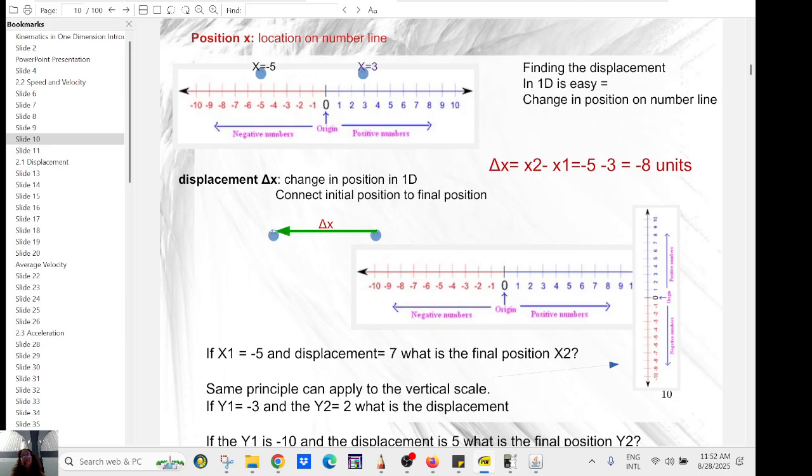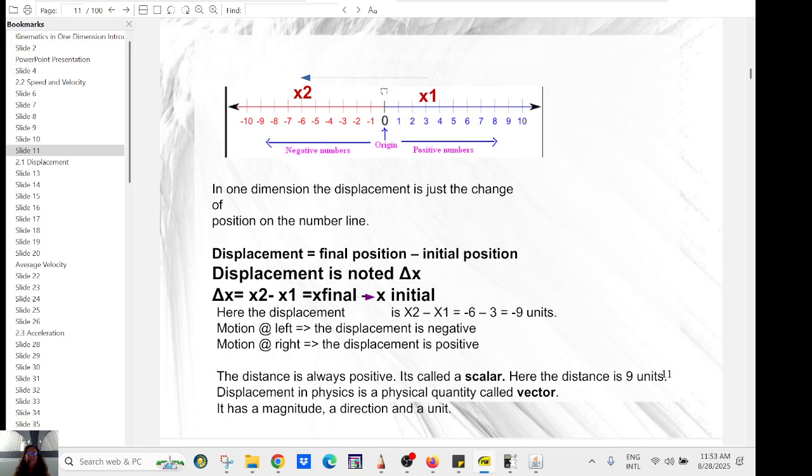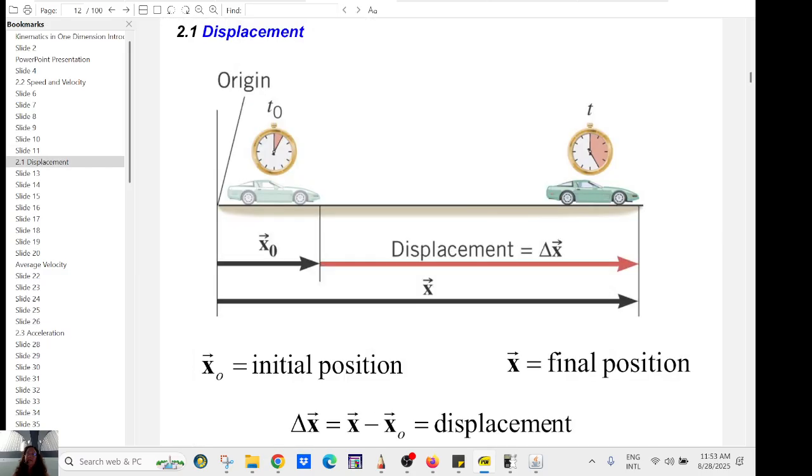So again, definition, I think you understood well. Displacement is a vector. It's going to be the final position minus the initial position. So if you go from 3 to negative 5, what's going to be the displacement? Negative 8. Very good, because you are moving to the left. If you go from minus 5 to 3, it's going to be 8. You see? Okay, and this is called a vector. The distance is called a scalar.